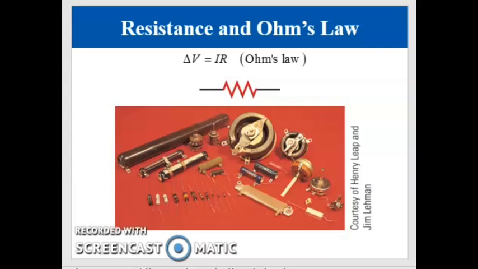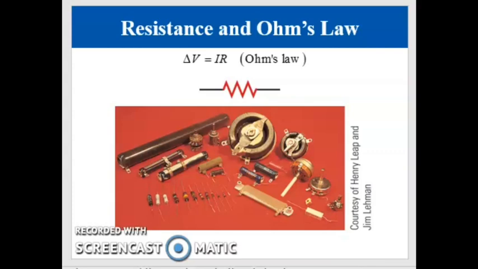For many materials, including most metals, experiments show that the resistance remains constant over a wide range of applied voltages or currents. This statement is known as Ohm's Law. Delta V equals to IR is Ohm's Law. In Ohm's Law, we understand R to be independent of delta V, the potential drop across the resistor, and I, the current in the resistor.